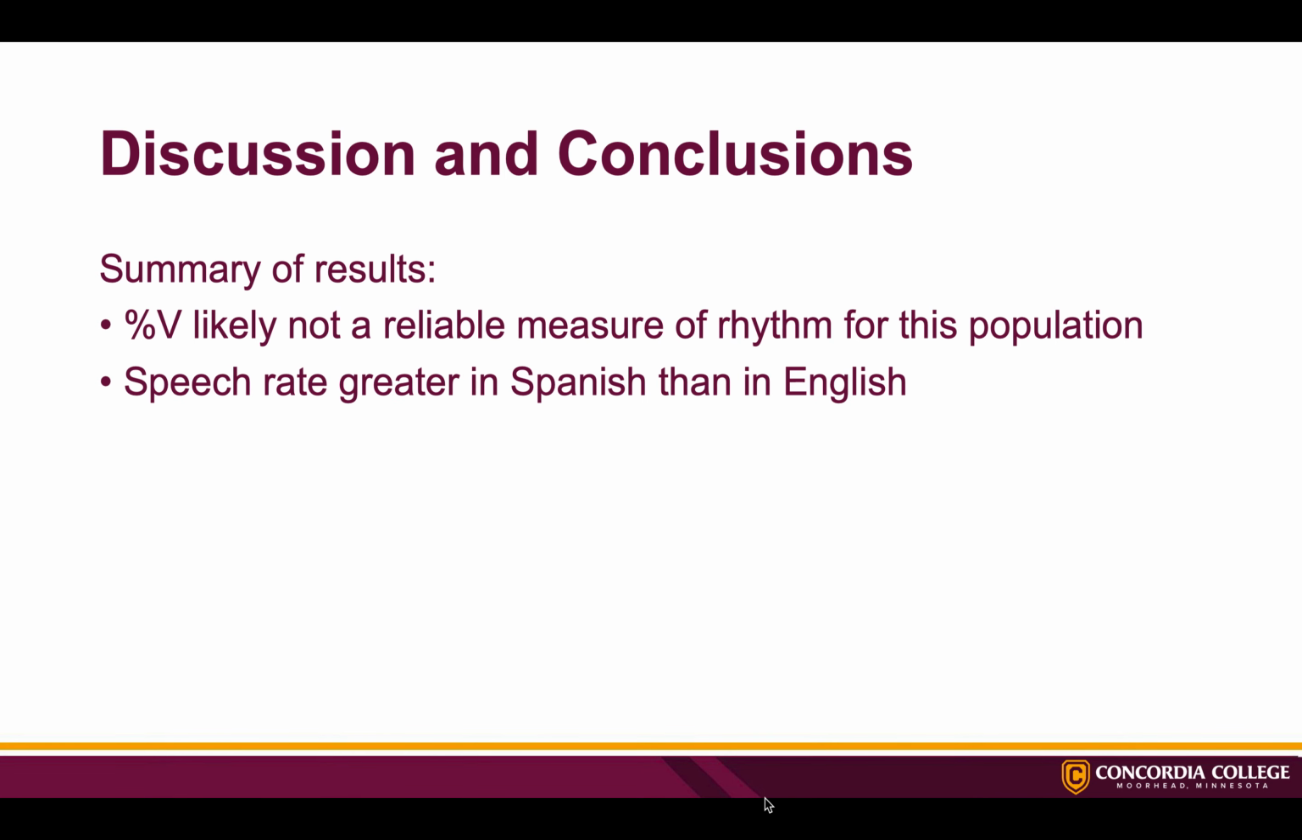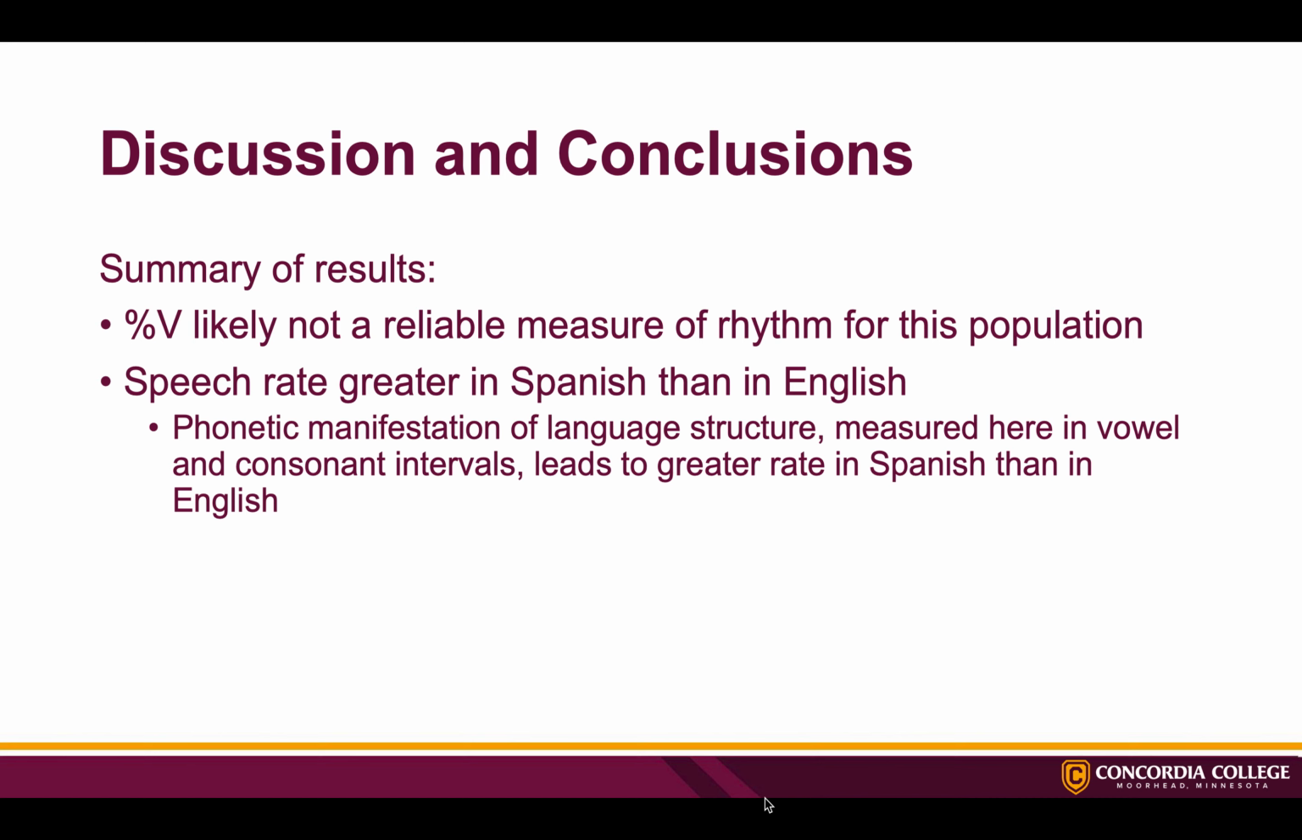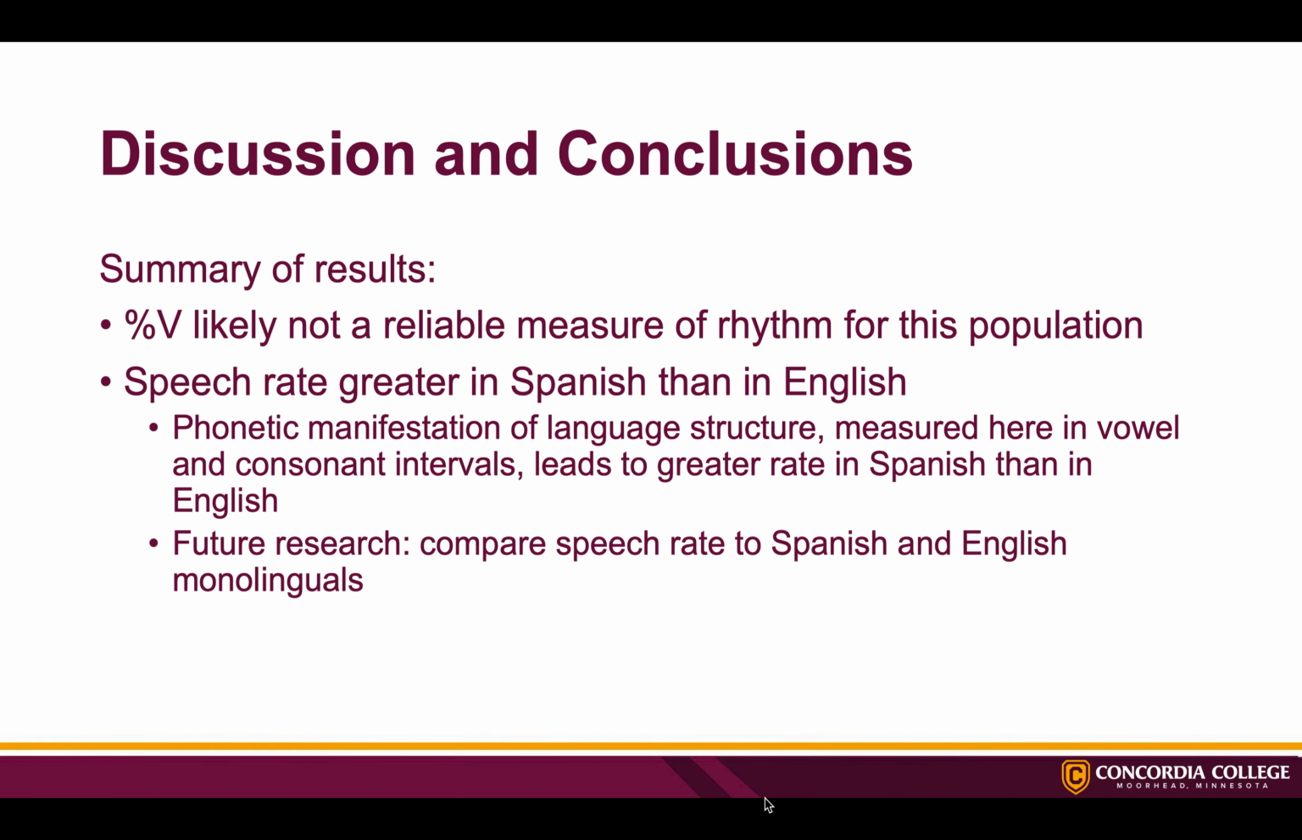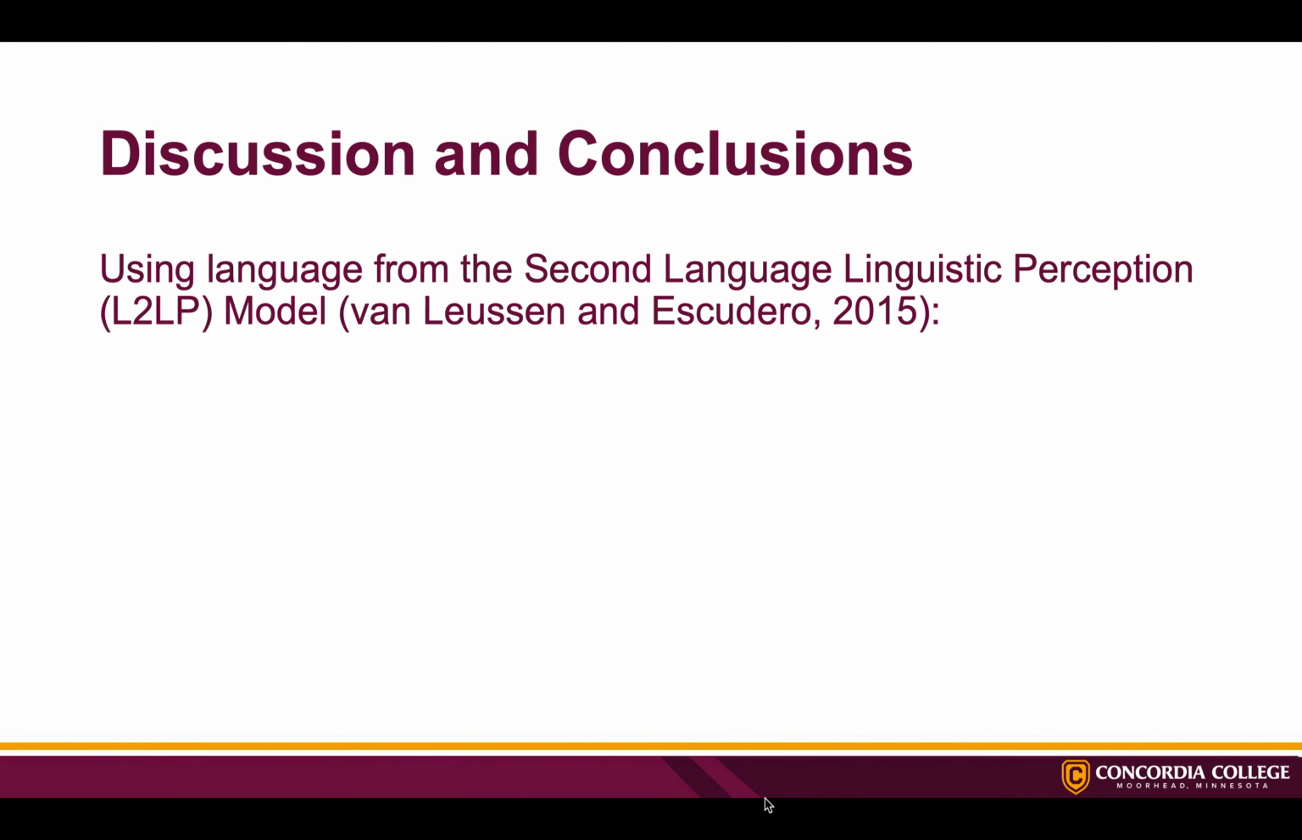We also saw that speech rate was greater in Spanish than in English, and this is intuitive when one considers the phonetic manifestation of language structure as measured here through the vowel and consonantal intervals. We would expect a greater number of vowel and consonantal intervals, or you could even say syllables, per second in Spanish due to its simpler syllable structure than English. So this finding is intuitive. Future research, however, should compare speech rate to Spanish and English monolinguals.